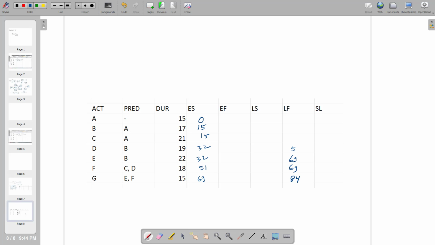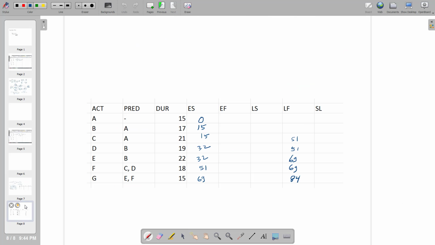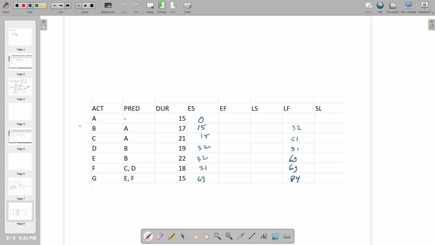So this one will be 51, and this one will be 51, and then B will be 32. A is node number 2, which is 15. A will be 15.